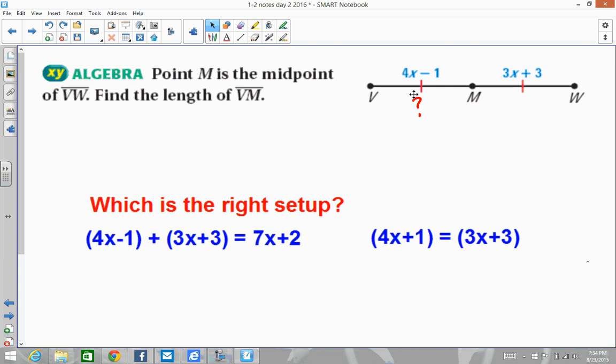So if it's a midpoint and those two pieces are congruent, we don't have part plus part is equal to whole because we don't know what the whole is. So this is out. This is our setup. Part is equal to part. So pause the video, solve this, plug it back in, and see what you get for your answer.